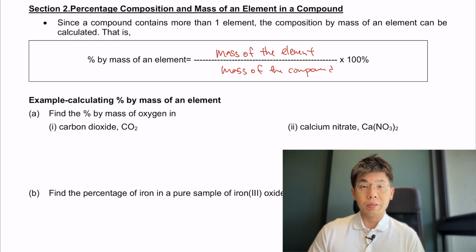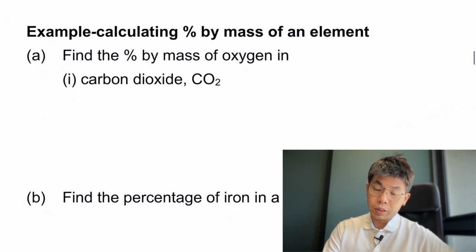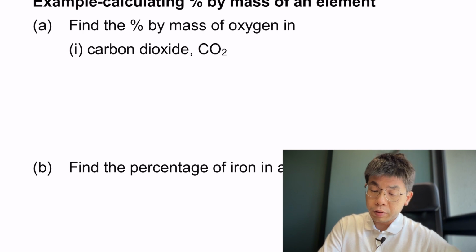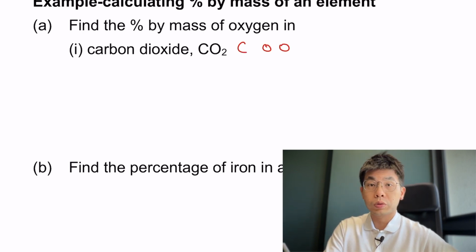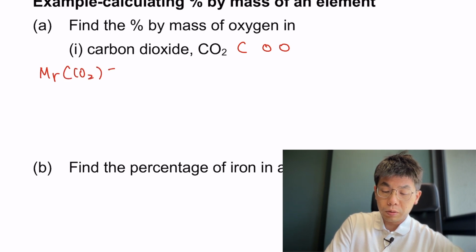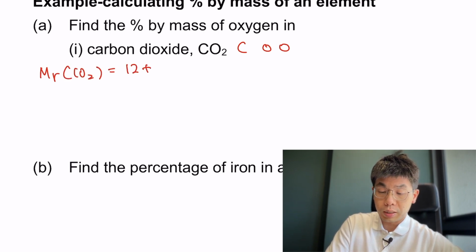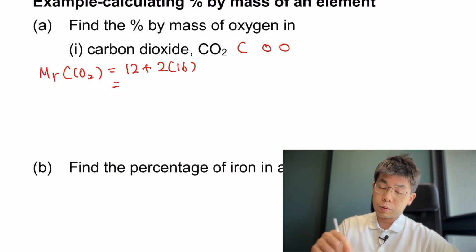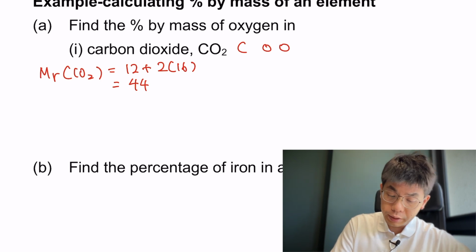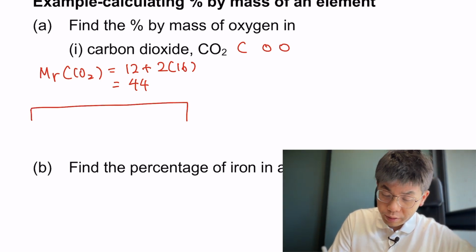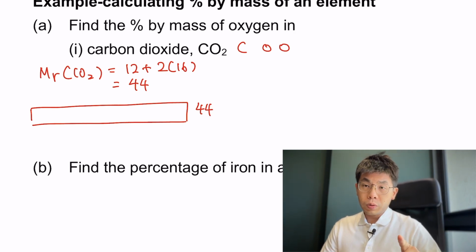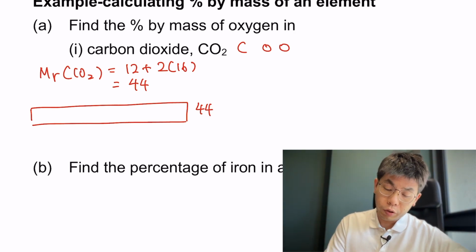So let's take a look at the first example over here. The first one, we have the mass of oxygen in carbon dioxide. So we know that in carbon dioxide, I have one C and two O's. So firstly, we calculate the MR of carbon dioxide. Carbon is 12, oxygen is 16, there are two of them. So let's put that in the calculator, and that would be 44. So what we understand here is that the whole mass of CO2 is 44. 1 mole of CO2 is 44 grams.